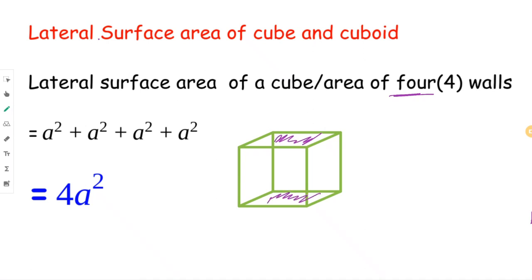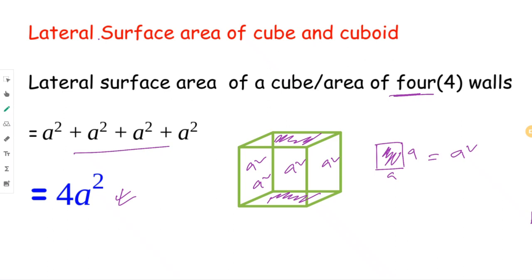We know that in a cube, each face is in the shape of a square. Suppose this side is A, this is also A, and I find the area. It will simply be A square. So the right is A square, left is also A square, front is also A square, and the back is also A square. I have to add all of them, and then I get the lateral surface area, or the area of 4 walls of a cube, to be 4 times A square.